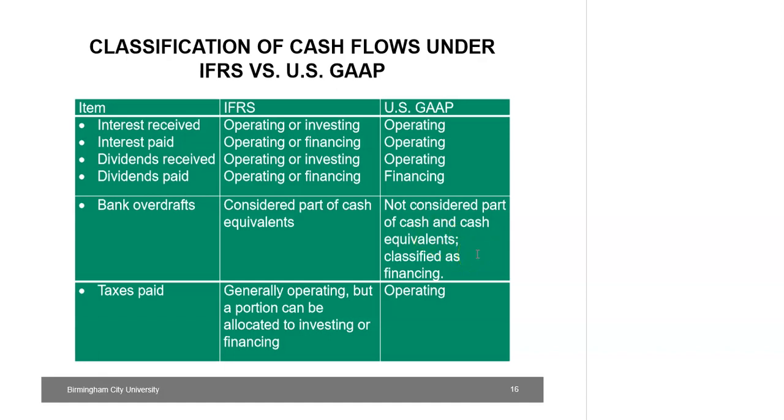However, the US GAAP does not allow it to be included into cash and cash equivalents, and it is classified as a financing activity. Also note that under IFRS, taxes paid is generally an operating activity. However, a portion of the taxes paid can also be allocated to investing or financing activities. On the other hand, the US GAAP only allows taxes paid to be classified as an operating activity.